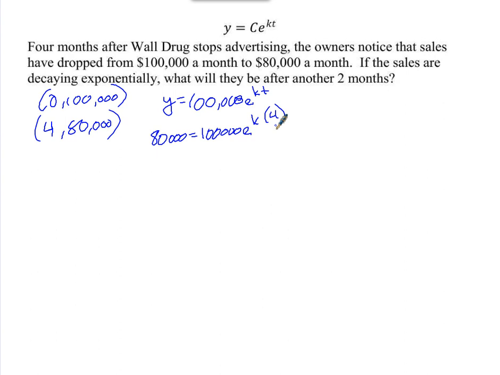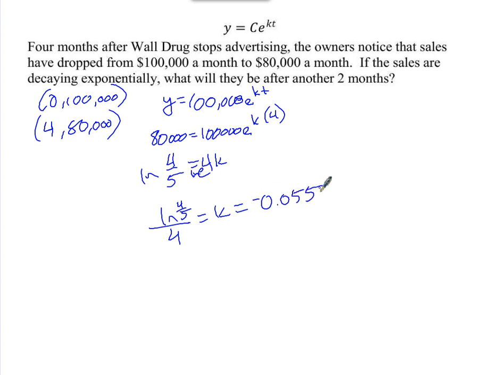So now we divide both sides by 100,000 and we wind up with 4/5 equals e to the 4k. Natural log of both sides, and then we divide both sides by 4. So we have the natural log of 4/5 divided by 4 equals k. So what do we get for k? Negative 0.0552766. We're going to use the actual answer that we got, not the rounded answer. And does the negative sign here make sense? Yes, good.